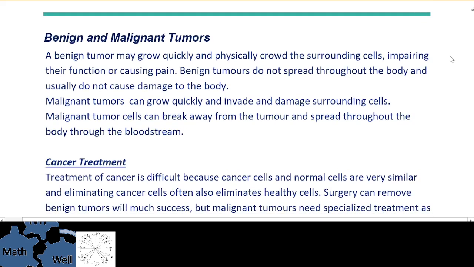All right, what's the difference between benign and malignant tumors? A benign tumor will grow quickly and physically crowd the surrounding cells. Now, not all grow quickly, but most do. And they crowd the surrounding cells, impairing their function or causing pain. Benign tumors do not spread throughout the body and usually do not cause damage to the body.